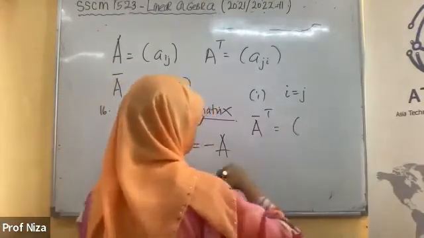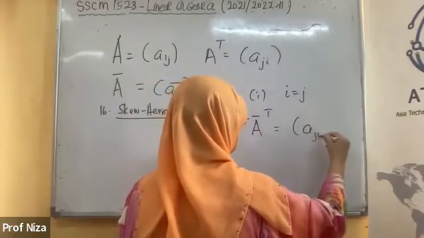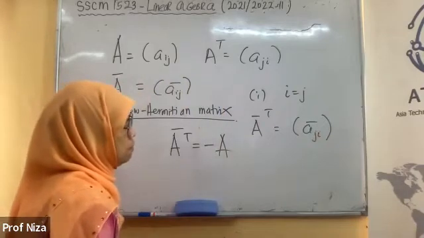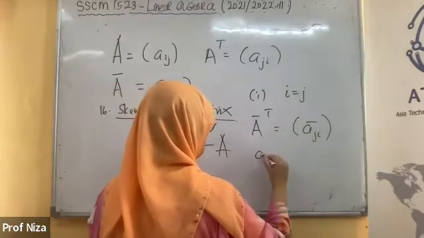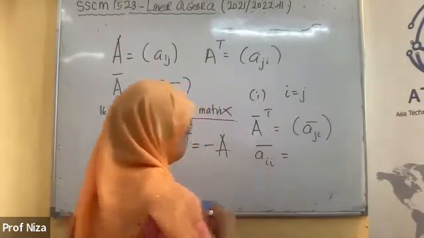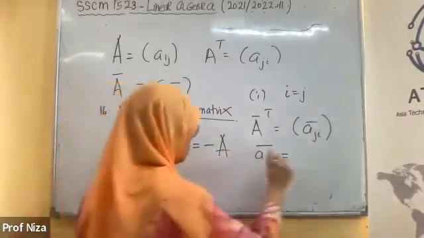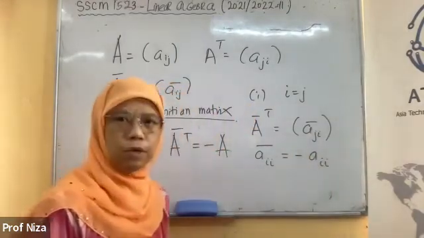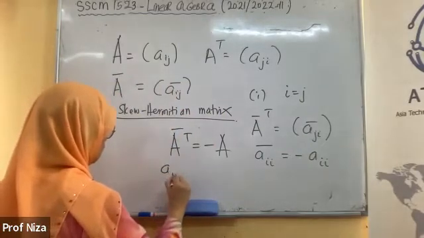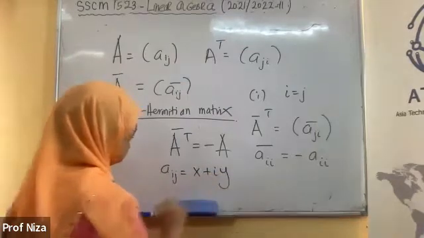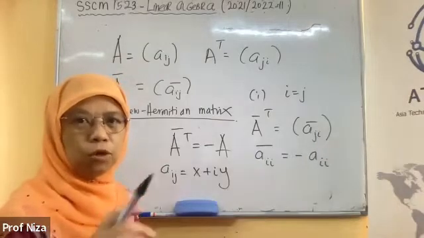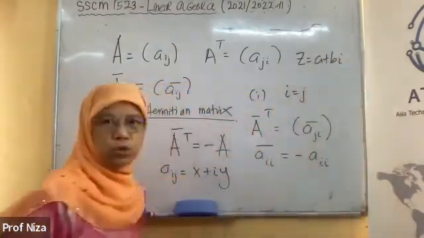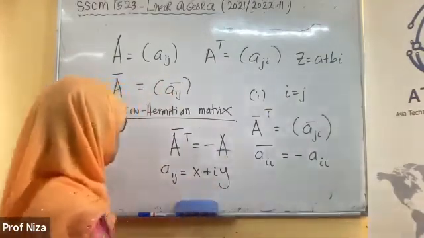In terms of the entry, this is Aji, the bar, and then the transpose. When i is j, you want Aii bar, because Ji is Ij, equal to negative Aii. So if Aij is x plus iy, complex. Normally we use z is a plus bi when you learn complex numbers, but since we already use A as the entry of a matrix, I'm not going to use a again. I use x and iy.